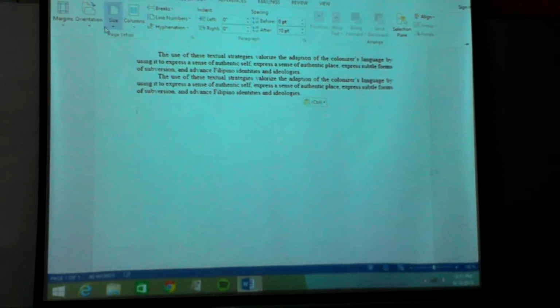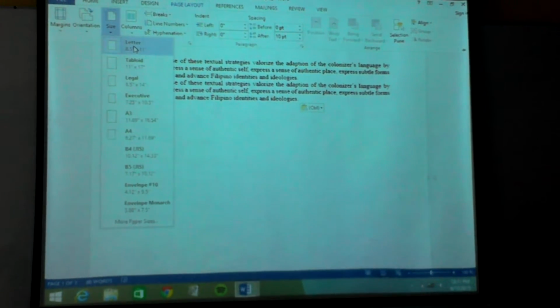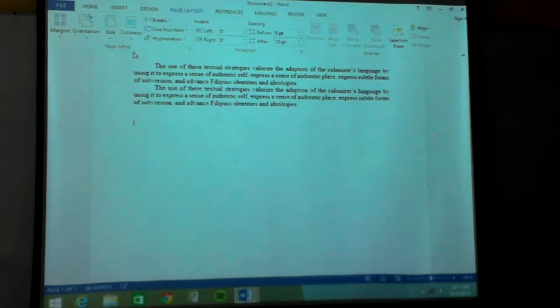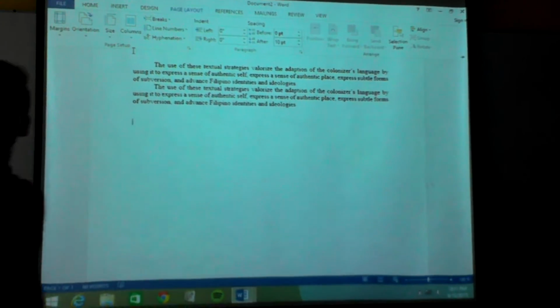Of course, it is portrait. I know you know that, but just to confirm. And the paper is set at 8.5 by 11. Okay? Sige. Walang laptop, ano ginagawa?